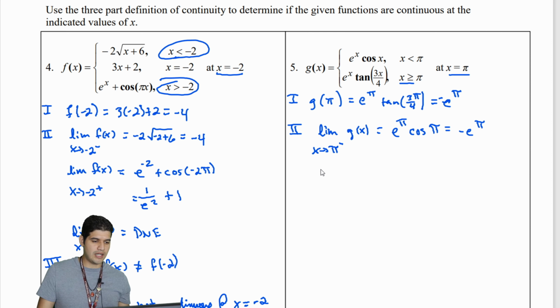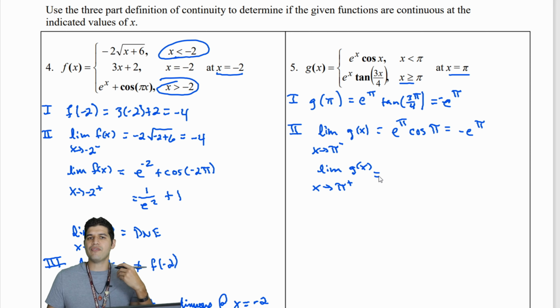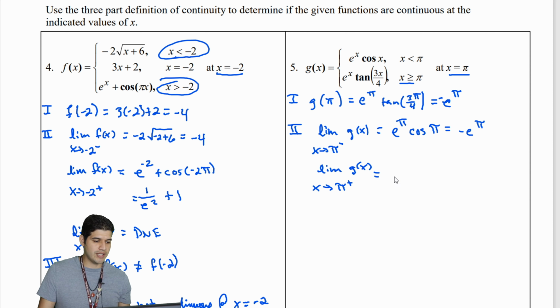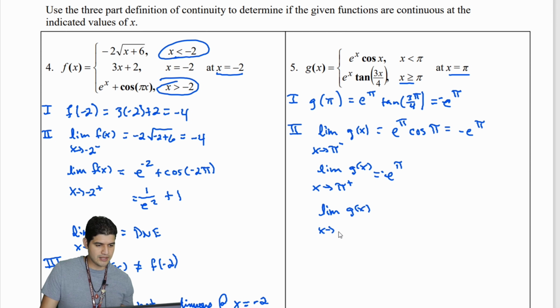So then we can go and do our limit of g of x as x approaches pi from the right side. And that's going to be our second equation. And we've already shown the work for that, so we don't really need to do all that substitution again. We know it's going to come out to -e to the pi. So what's the limit of g of x as x approaches pi? From both directions, they agreed that they would come out to be -e to the pi.